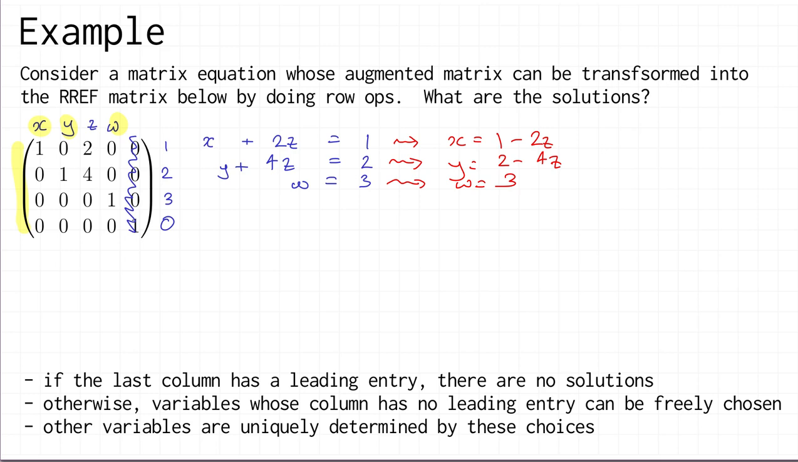So we have a special name for these variables whose column has no leading entry. In this case, it's just the variable z. And those things are called free parameters because since there's no leading entry in that column, the values of the free parameters can be chosen freely, and then the other variables will be uniquely determined by those choices. So let's record that here. The value of z can be freely chosen. So I mean that you can make z equal to any number that you like. And then once you've made that choice, the other variables are uniquely determined.